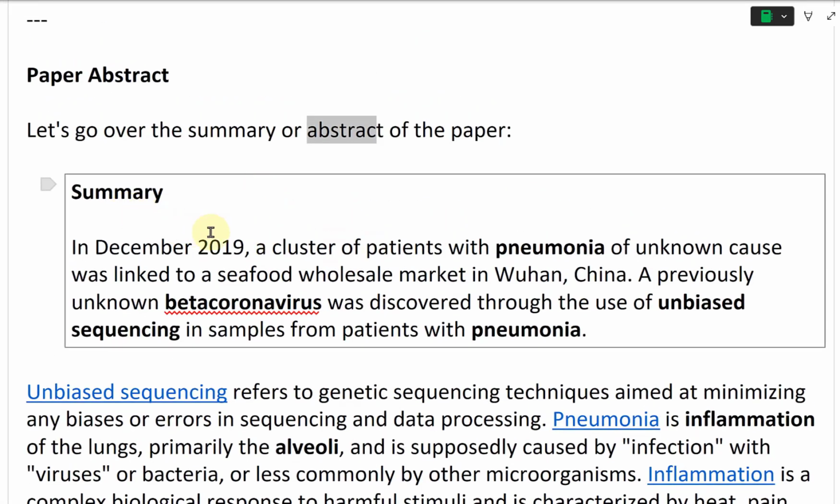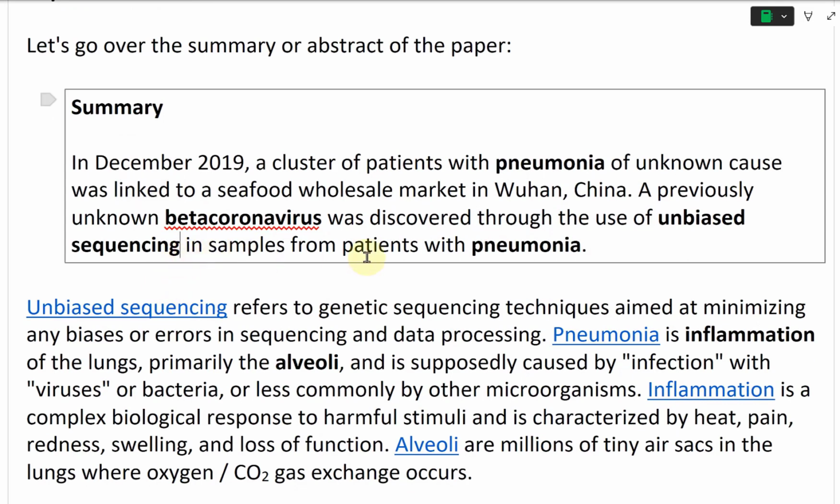So summary: in December 2019, a cluster of patients with pneumonia of unknown cause was linked to a seafood wholesale market in Wuhan, China. A previously unknown beta coronavirus was discovered through the use of unbiased sequencing in samples from patients with pneumonia. All right, so now let's go over some of these terms.